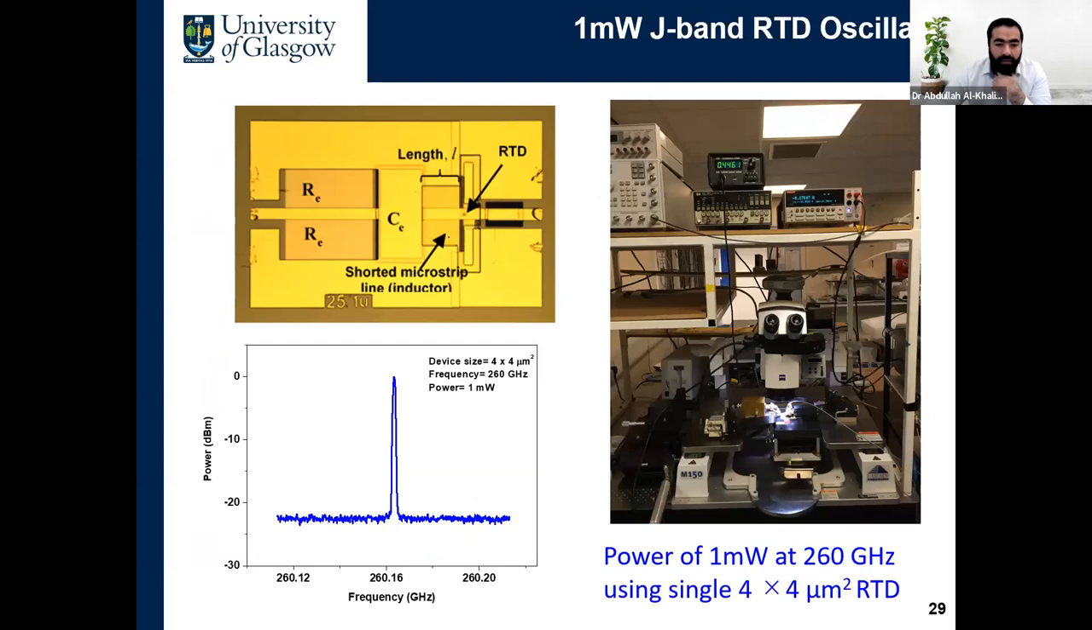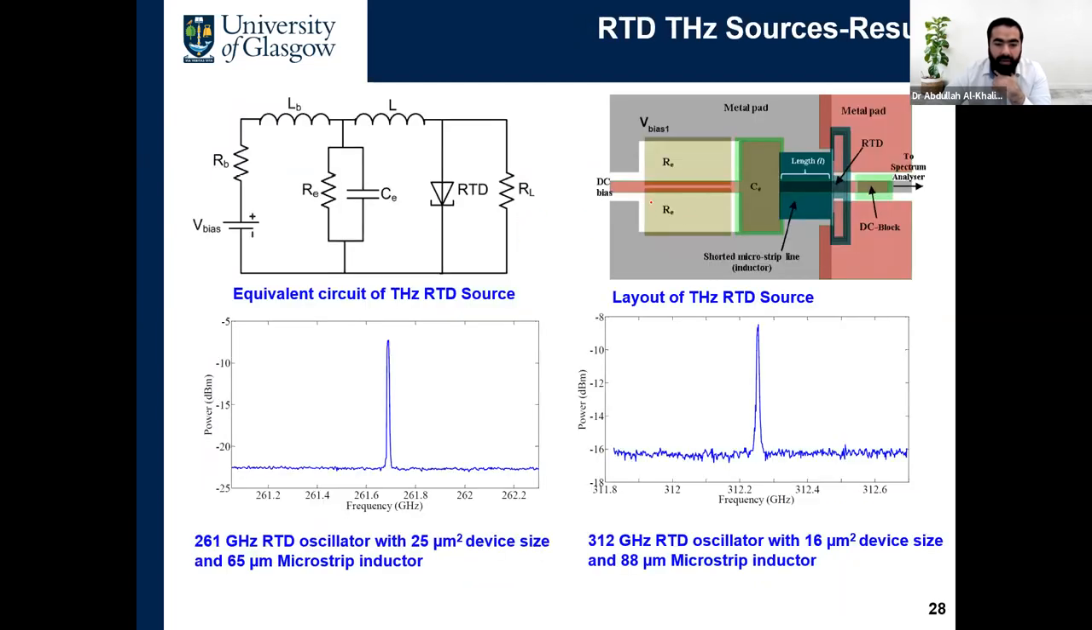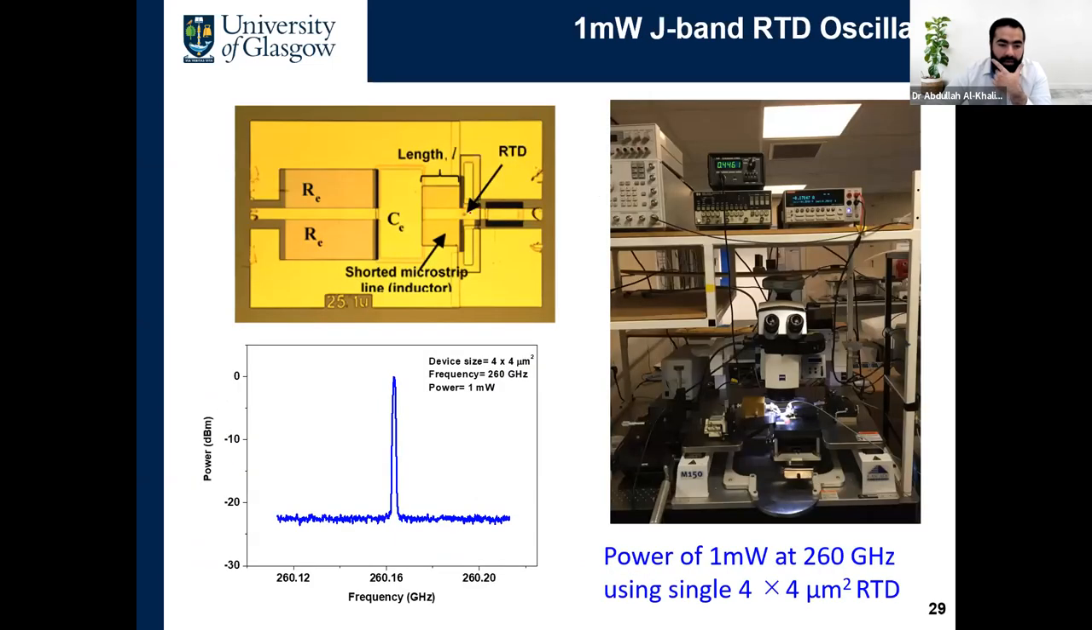Here is a picture of the fabricated device using this design. And here we have the DC port, we have the RF port, and we get about 1 milliwatt of output at 260 gigahertz. And this is the picture of our setup. So basically we have the probe station, we have the Ericsson VDI PM5 power meter, and we measure the power directly on chip from the RF port.